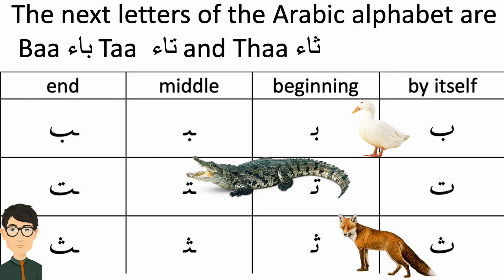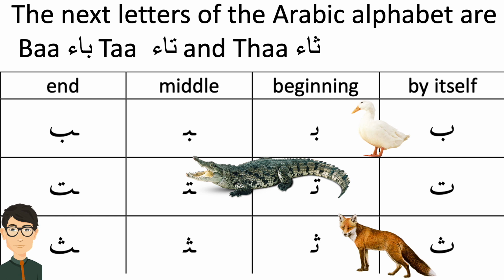Ba corresponds to the letter B in English. It has the exact same sound. B, b. Ta corresponds to the letter T in English, but it's a little softer. Tha corresponds to the combination of TH in English as in thank. When you say thank you to someone, it has the exact same sound as the TH in thank.